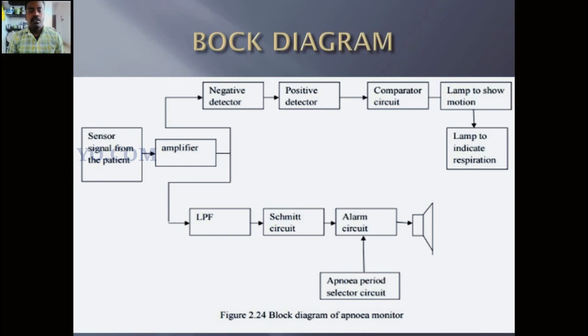So the top lines indicate the visual alert by using a lamp, which indicates there is no motion. On the lower side, the alarm circuit is present, which produces sound. Here the apnea period selector is present. We will see the detailed block diagram explanation.